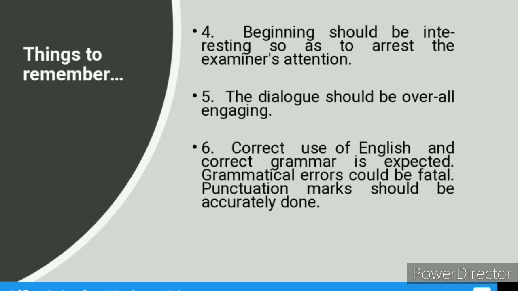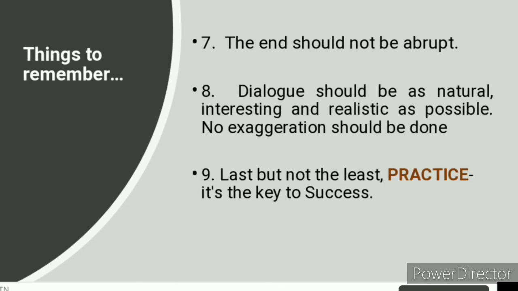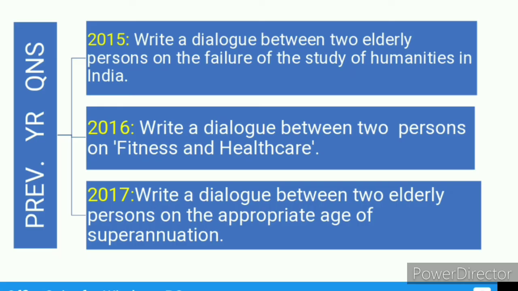Next is, since this is a question on English writing, your grammar should be correct. There should be no grammatical errors. Grammatical errors could be fatal, leading to marks deduction, and punctuation marks should be accurately done. Next is the end should not be abrupt. You should not make abrupt endings, and the dialogue should be as natural, as interesting, and realistic as possible. No exaggeration, no overwriting, no overdoing of things should be done. Next is, you have to practice. It is the only way to write a dialogue successfully.